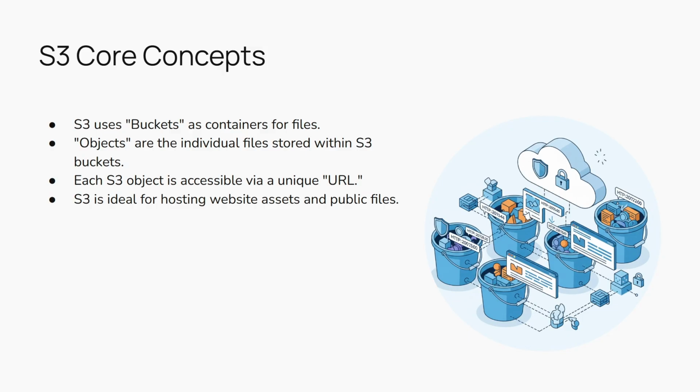Inside your buckets, we can store objects, and we can create multiple folders and then put the objects into them. Objects can be any file, and each is given a unique key within its bucket. Finally, every object you store in S3 can be accessed by a unique URL. This is what makes S3 great for hosting things like website assets or public files, you can say.